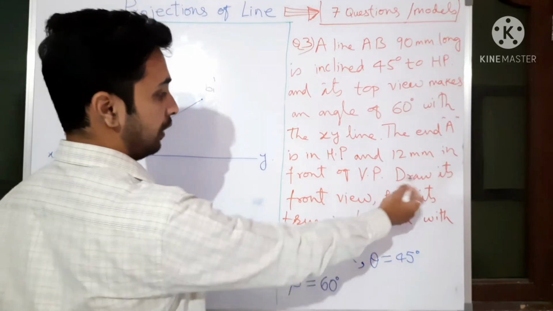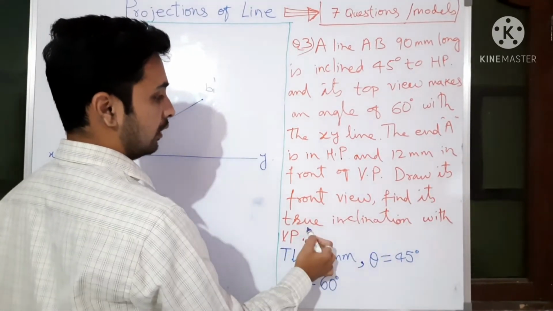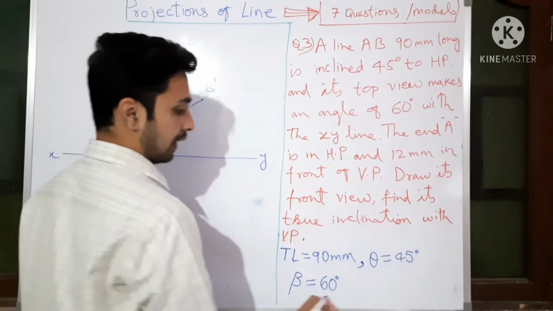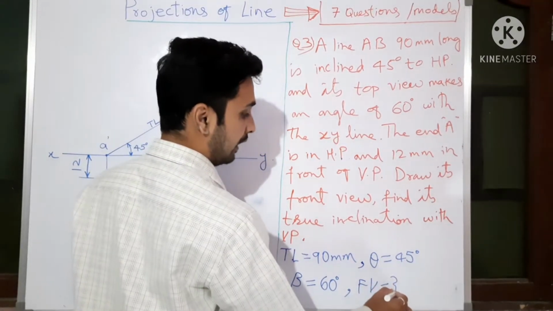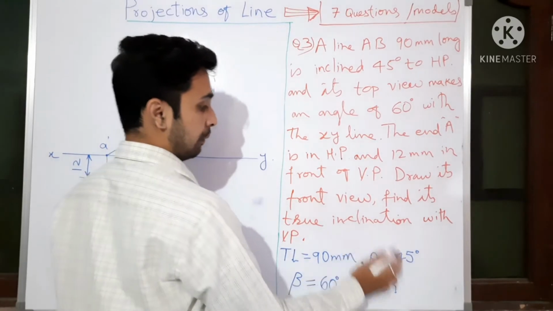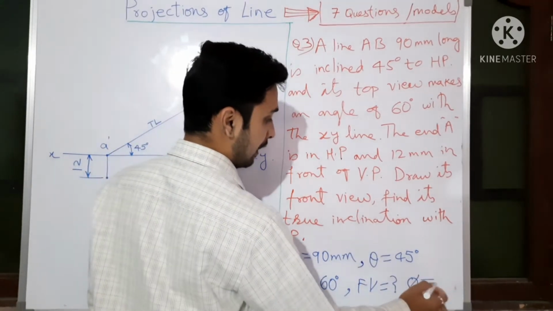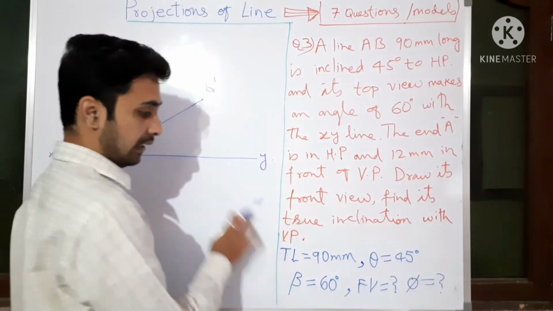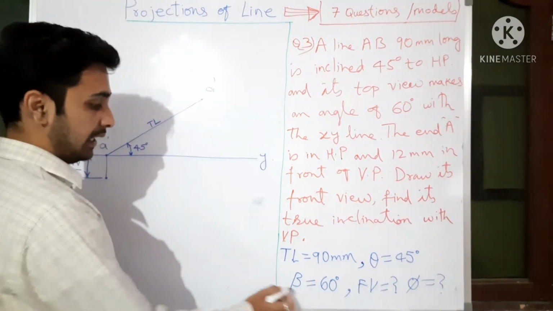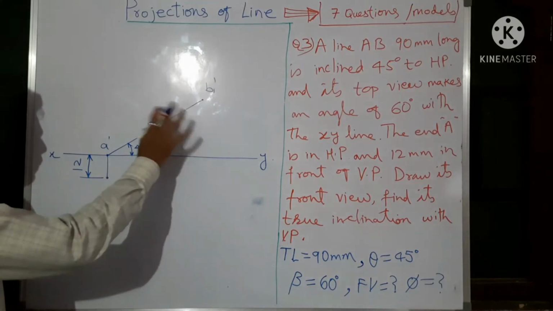Draw its front view, find its true inclination with VP. So front view we need to draw, or length of front view we need to find, and true inclination with VP means phi value we need to find. Phi will be of this true length in the top view. Okay, beta is top view inclination. Let us see, this much only they have given.